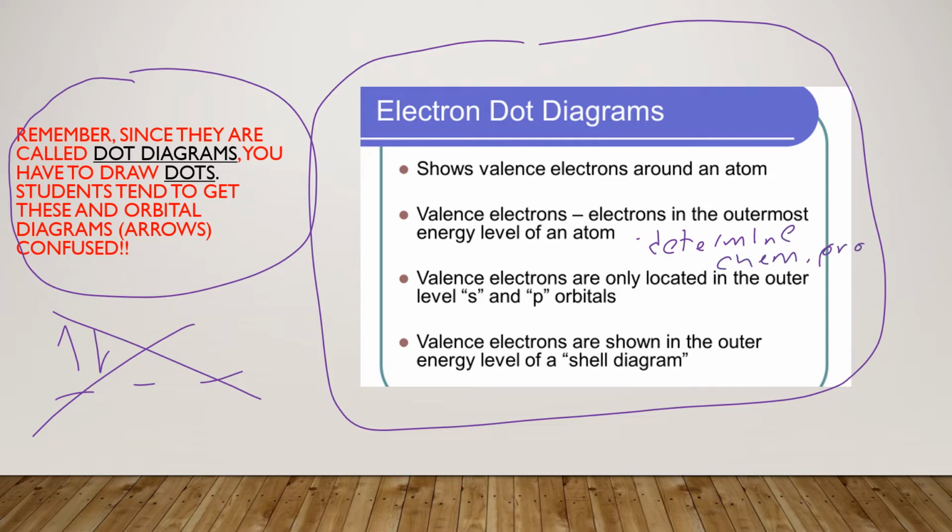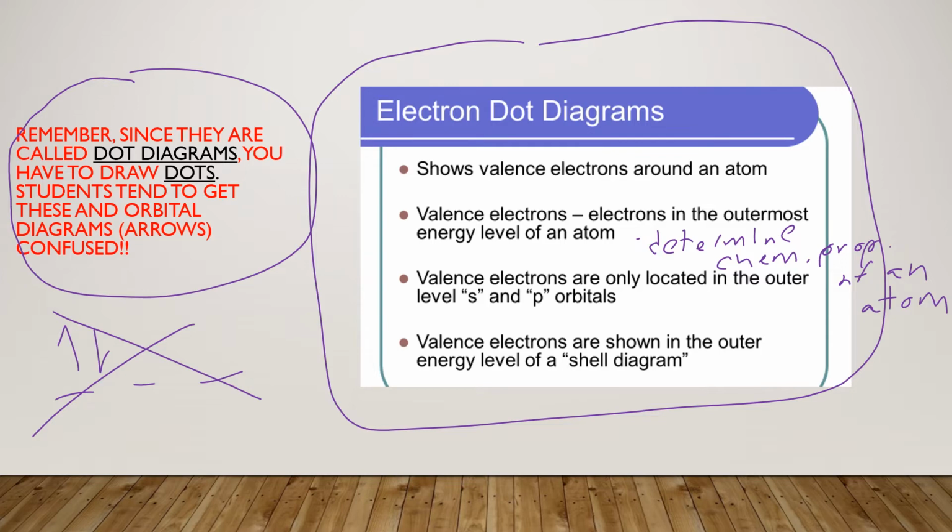write that down, of an atom. So that's why valence electrons are so important. Your valence electrons are only located in the outer level, s and p orbitals.